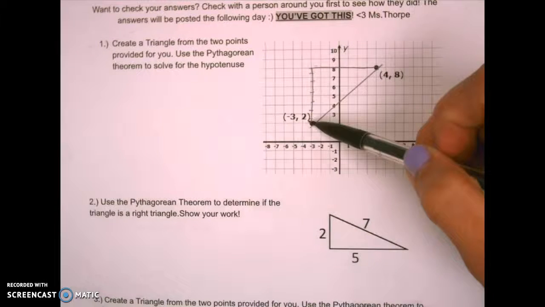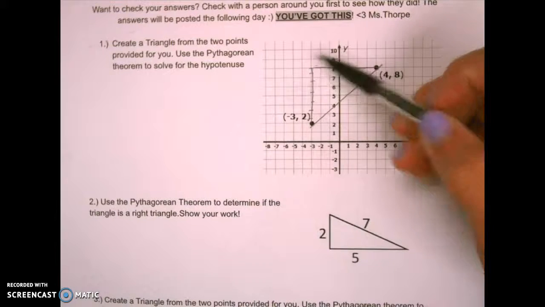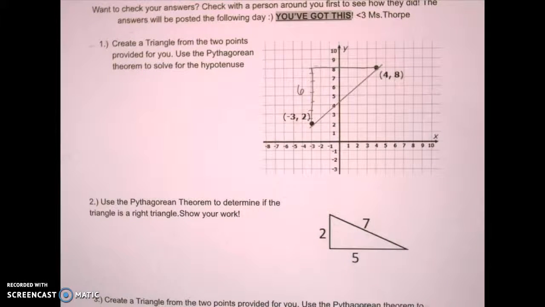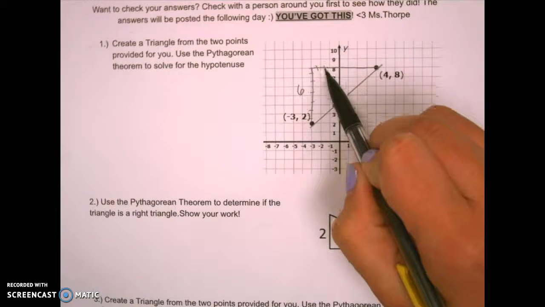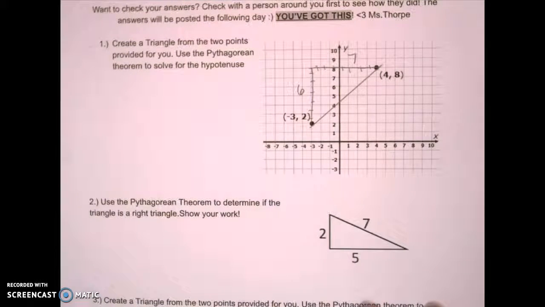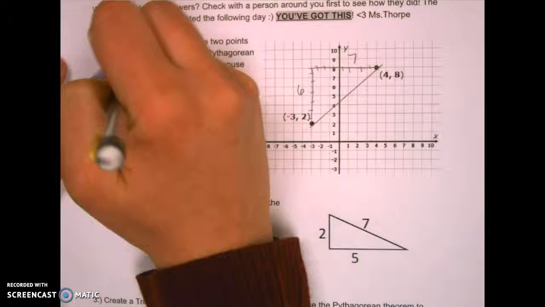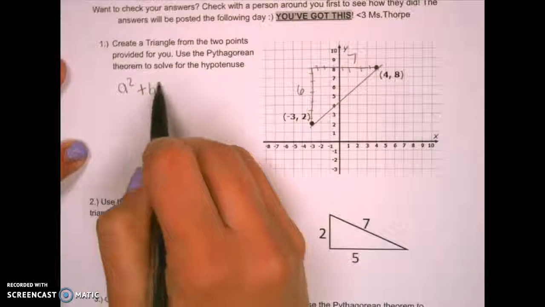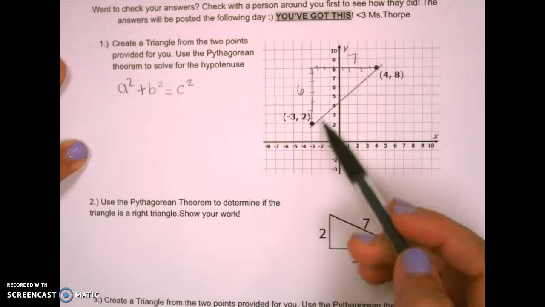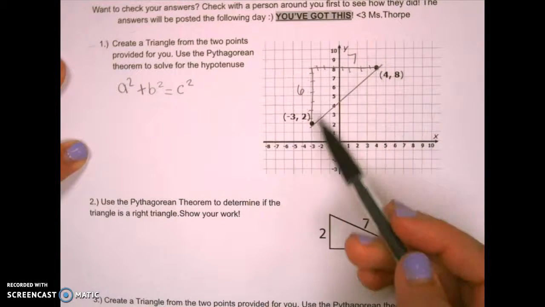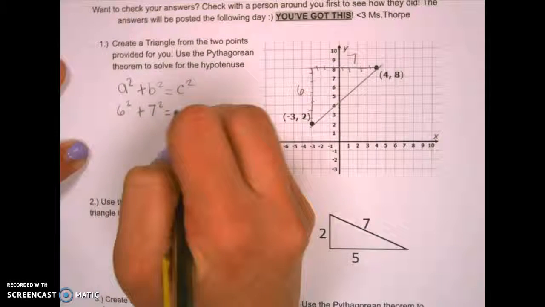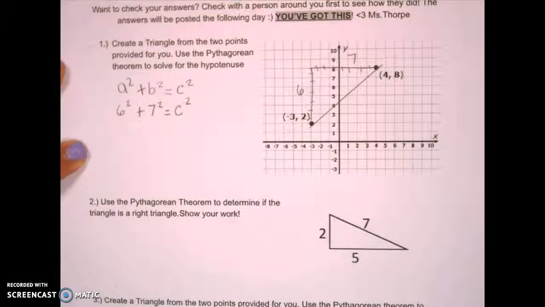I'm counting the squares of how long it is, which happens to be 1, 2, 3, 4, 5, and 6. This other one is going to be 1, 2, 3, 4, 5, 6, 7. So, I know my Pythagorean theorem is a squared plus b squared equals c squared. I don't know necessarily what my hypotenuse or my c is, so I know that my a is 6, my b is 7, and I don't know what my c is, so I'm going to leave it as is.